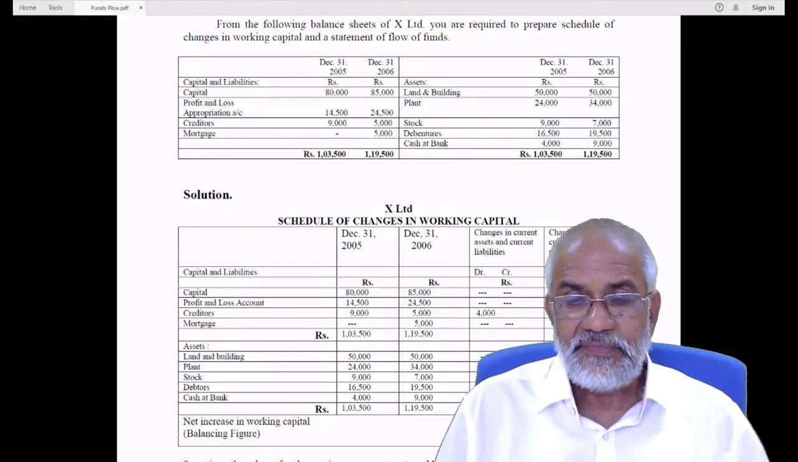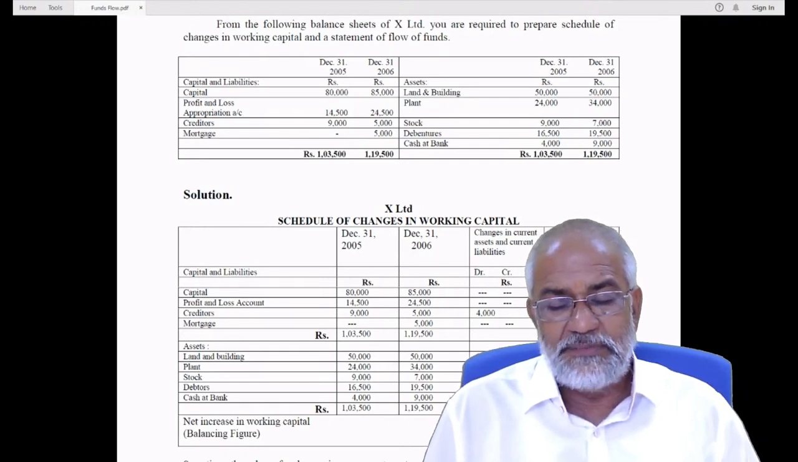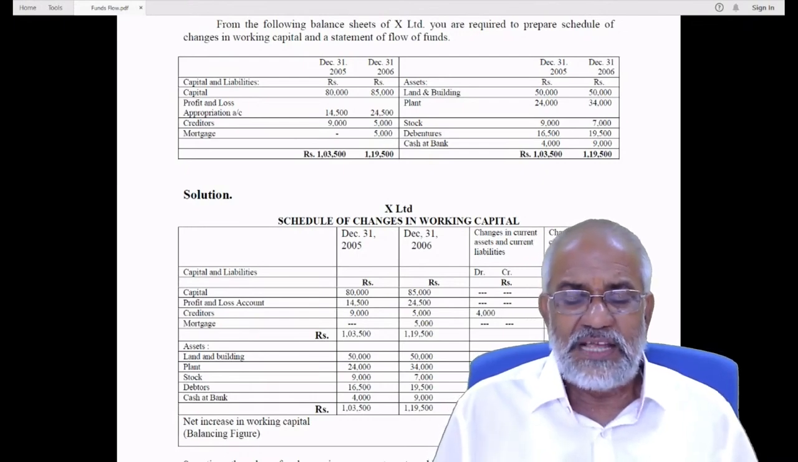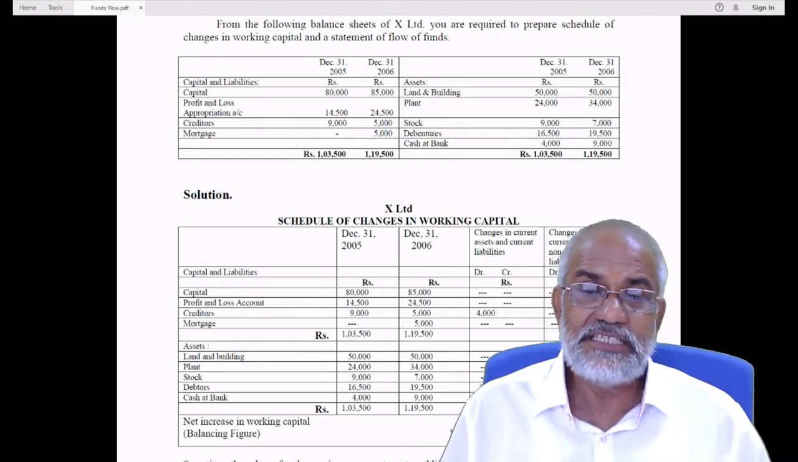First, by adding these two additional columns for changes in non-current category, it will help us ensure the correctness of the preparation of the changes in working capital.